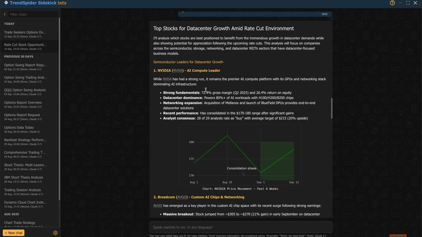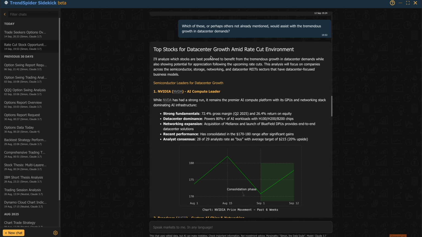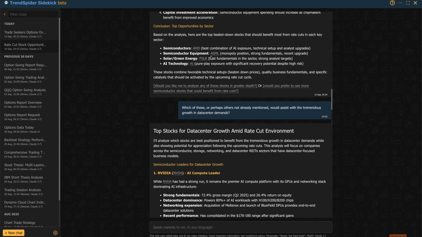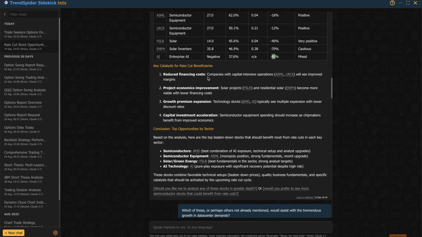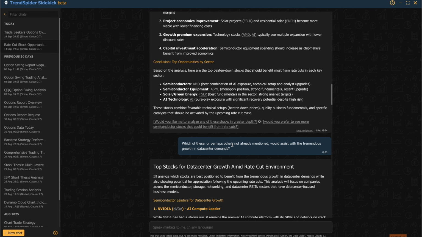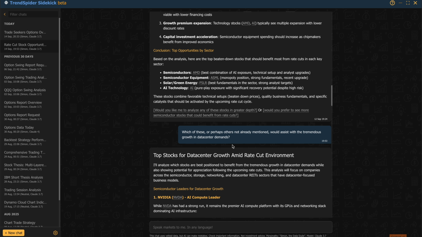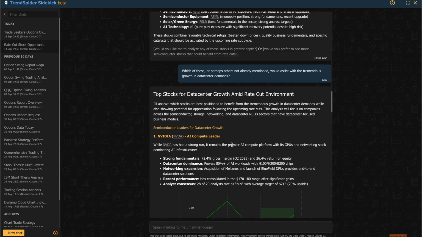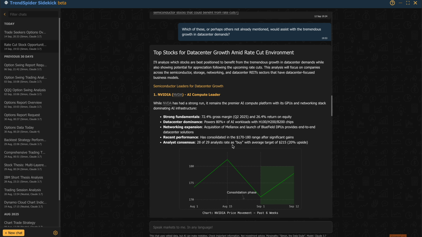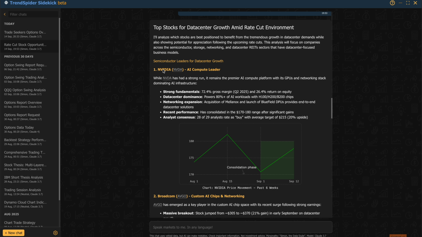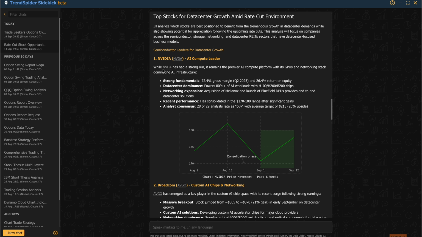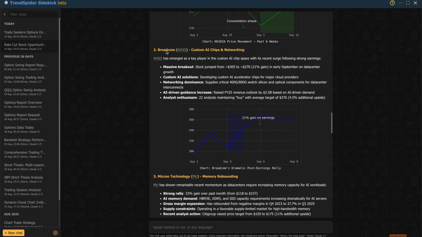So, I pivoted this and I said, okay, besides the ones you just mentioned up here that we just looked at, what are some other ones that would assist with tremendous growth in data center demands? Because again, you just heard my spiel. That's what I think. NVIDIA, no shock there. Definitely in the lead.